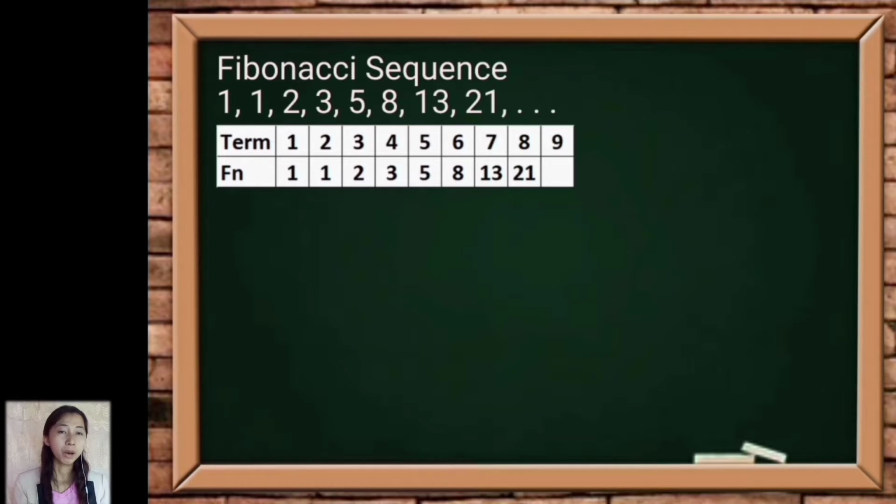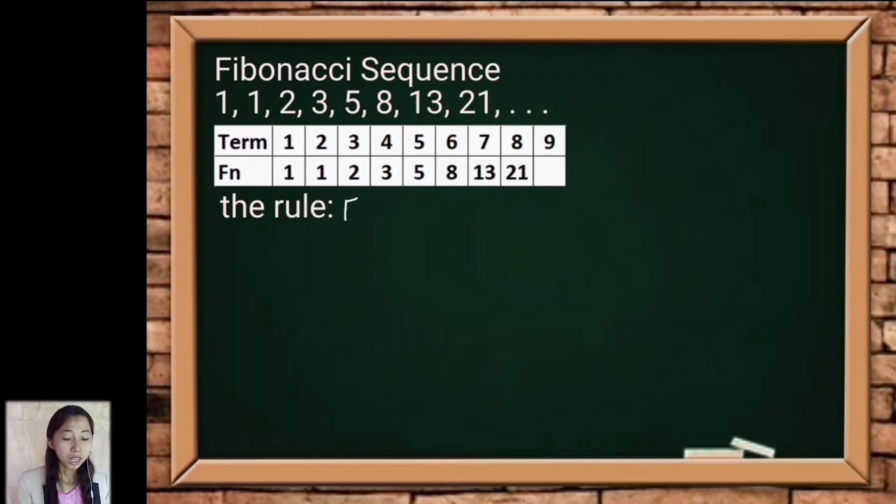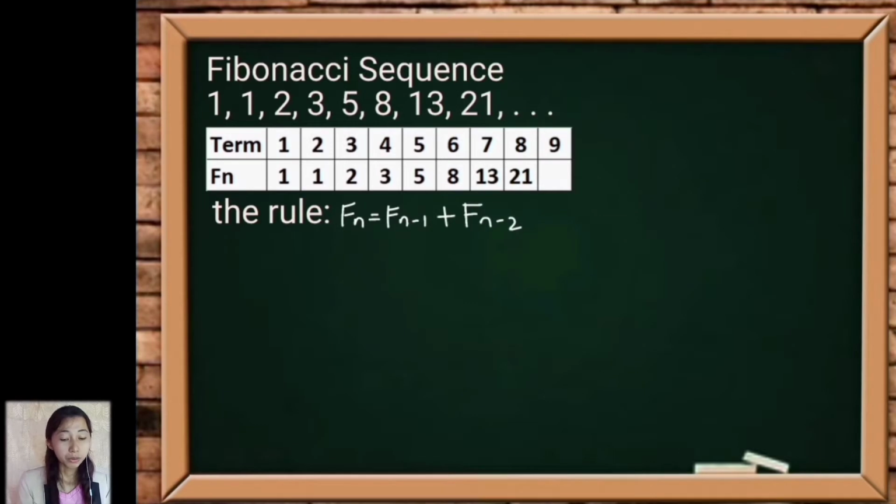How about the ninth term? How are we going to find the ninth term of a Fibonacci sequence? To find it, we must use the rule. The rule of the Fibonacci sequence is Fn equals Fn minus 1 plus Fn minus 2. Fn stands for the Fibonacci number. Fn minus 1 stands for the previous term. Fn minus 2 stands for the term before Fn minus 1.